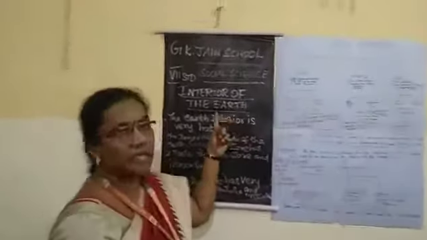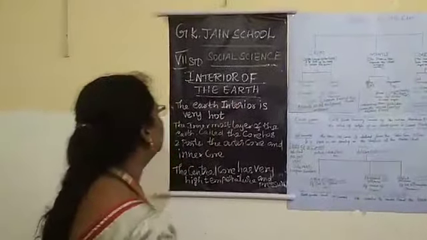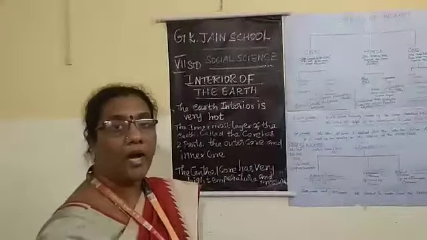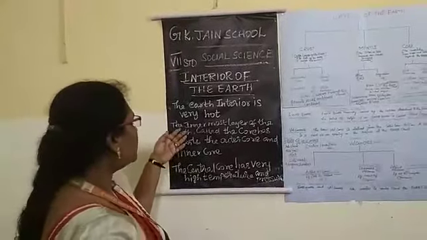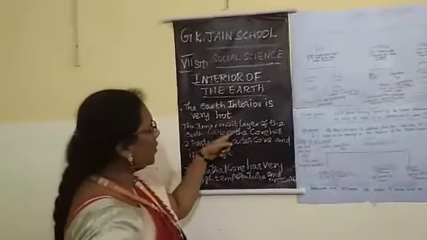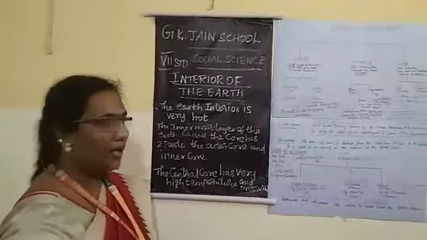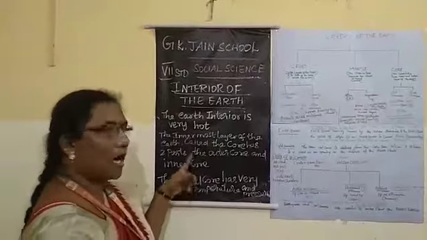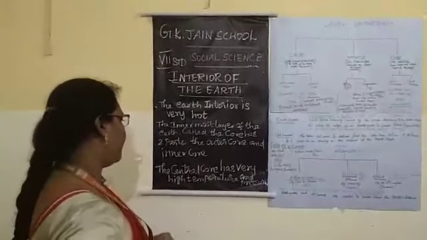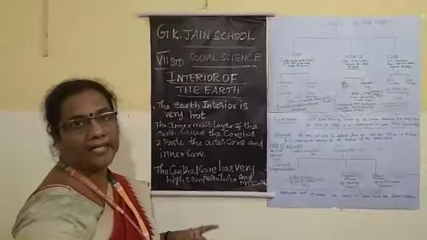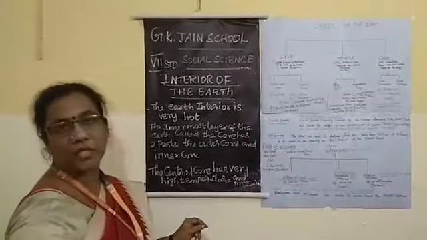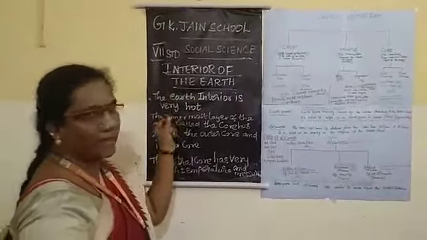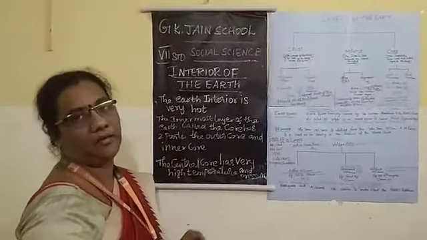Lesson: the interior of the earth. The earth's interior is very odd. Why? Because of these things. The innermost layer of the earth is called the core. The core has two parts, the outer core and the inner core. The central core has very high temperature and pressure. So, the interior of the earth is very hot.